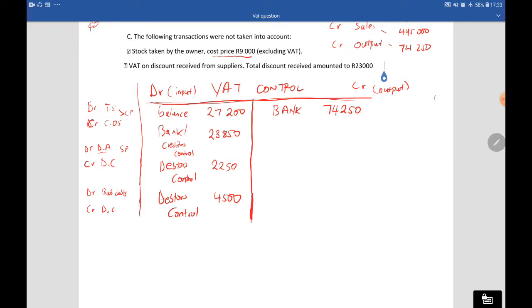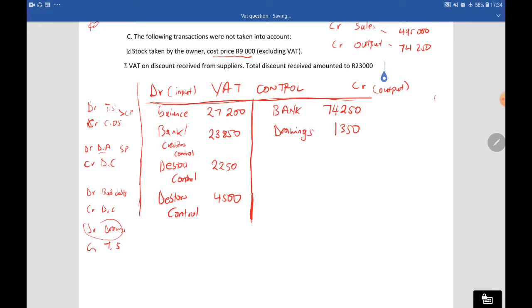But the last person who used the stock is the owner. He took the stock, therefore he must pay the VAT. Hence, it's VAT output. You see, guys, this is how it works. You ask yourself what had happened before, and then what is happening now. So you need to calculate 15% of 9,000. It'll give you 1,350. And then you debit drawings and credit trading stock. So that means here the contra account will be the one you debited, which is drawings. Right, guys? That's what it means.